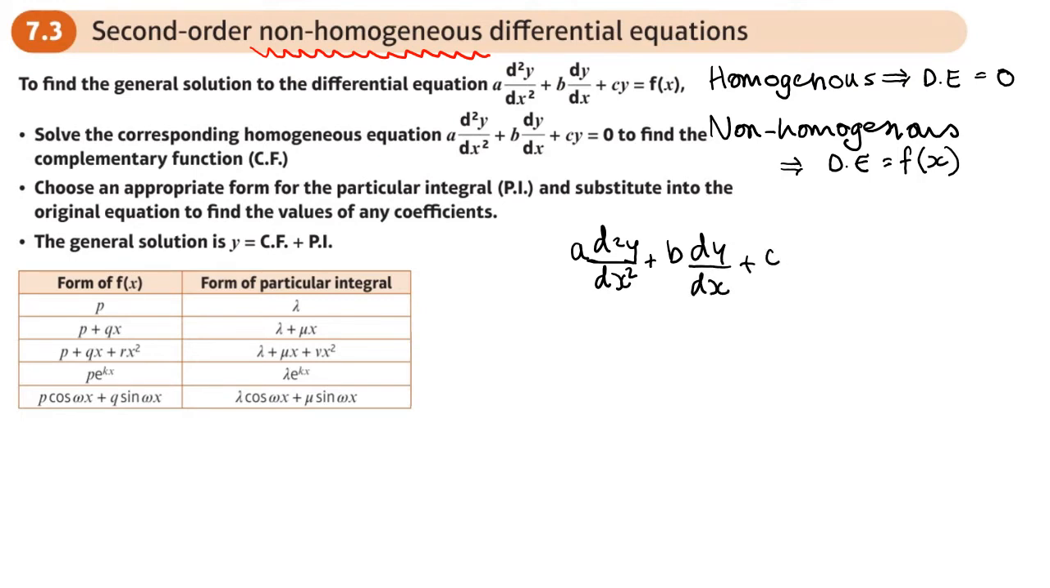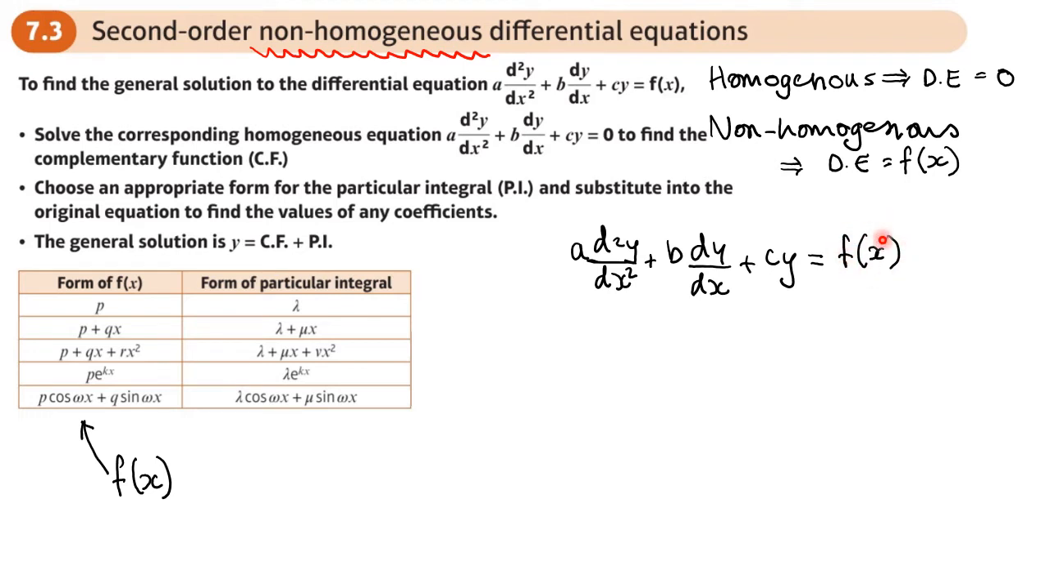This bit we recognise like this. This bit will be f of x, so it's not 0 anymore, it's this f of x. So this part here could look like any one of these forms. That's what f of x could look like, and this forms part of our differential equation which we need to solve.